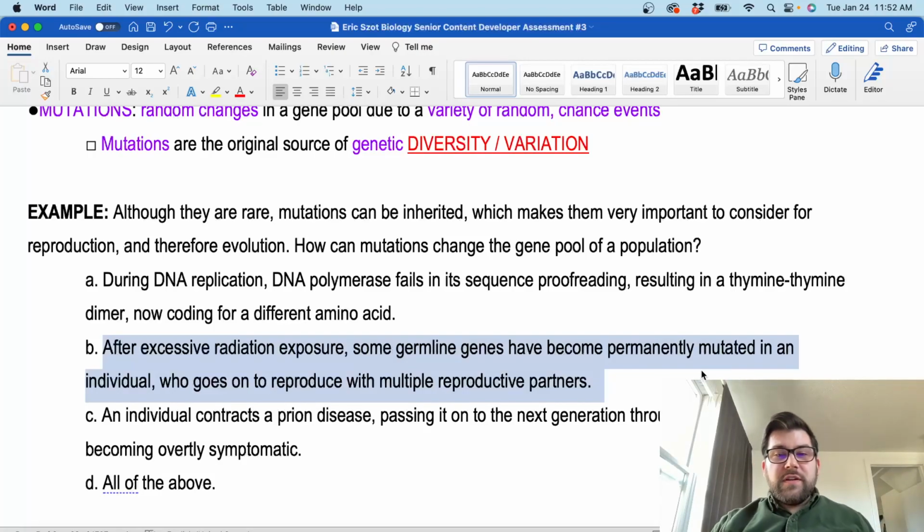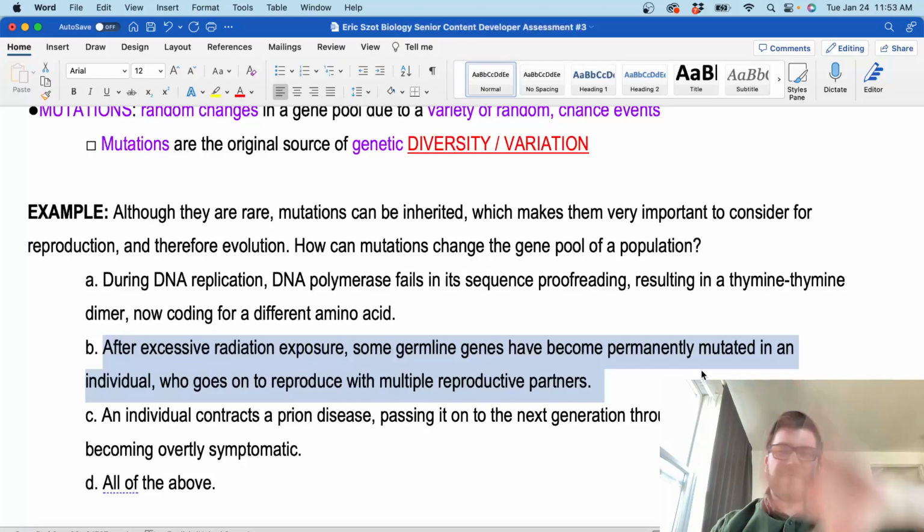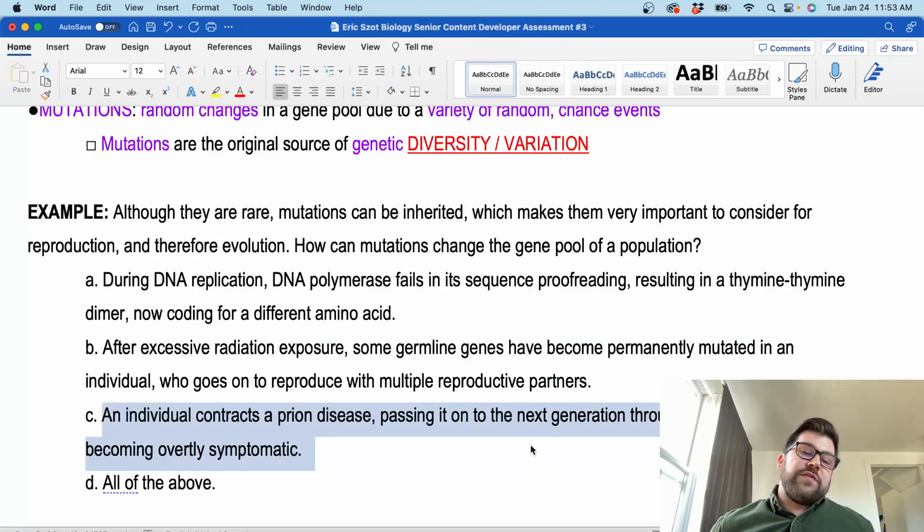Okay, we got radiation. We mutated some germline genes. We got some sex cells being changed here. And then that person who was mutated in their germline genes is reproducing with a lot of individuals, not necessarily humans. Okay, so B is possible. Let's take a look at C. Oh, prion disease. If you're not familiar with what prions are, they're a mutated protein-based disease. The biggest, most well-known example is mad cow disease, which is from misfolded proteins.